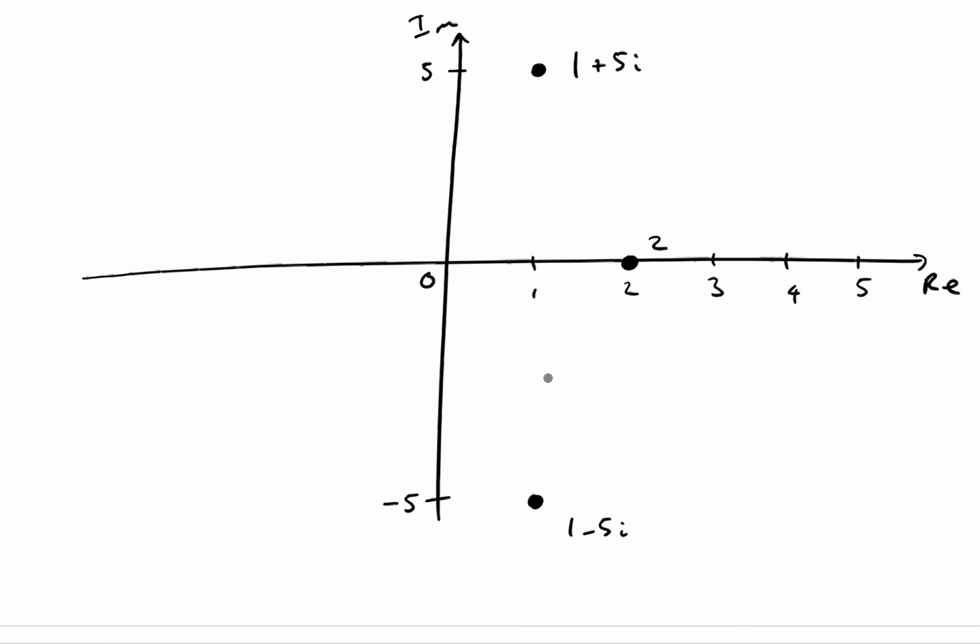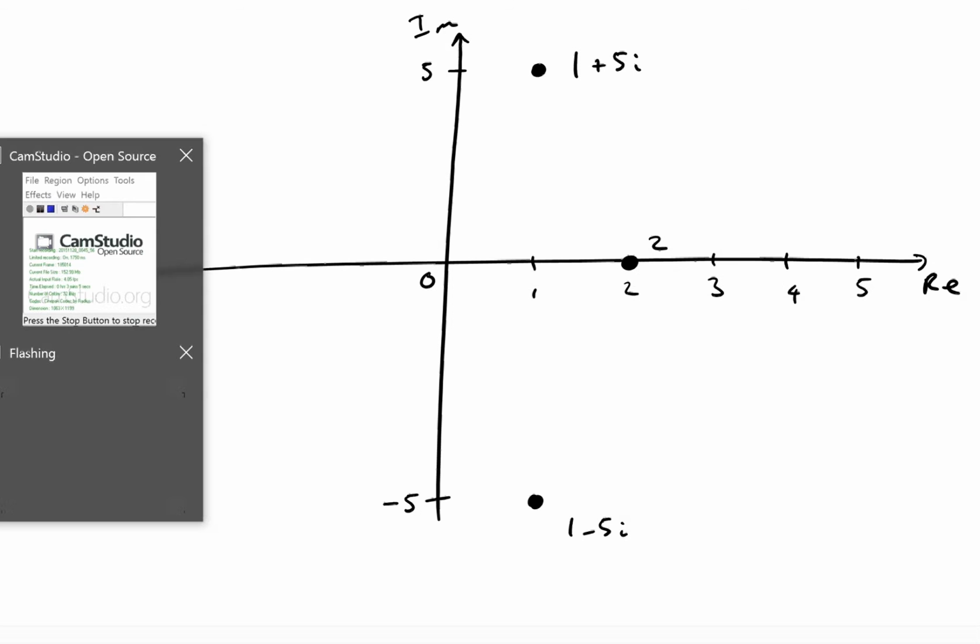Okay, where are the marks? There's one mark for positioning the conjugate pair, so they're opposites of each other. And then there's another mark for plotting the two. Okay, nice, easy, 2 marks.